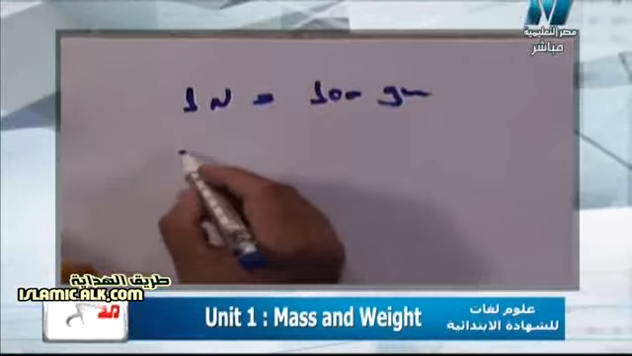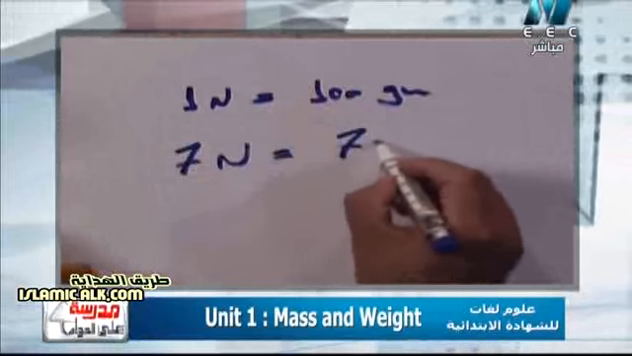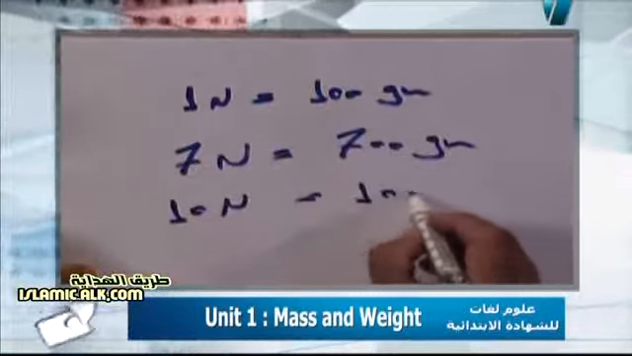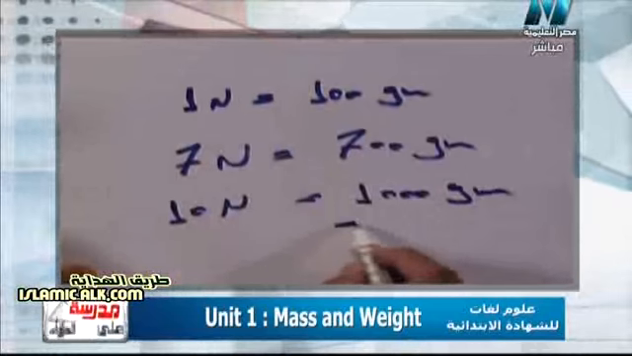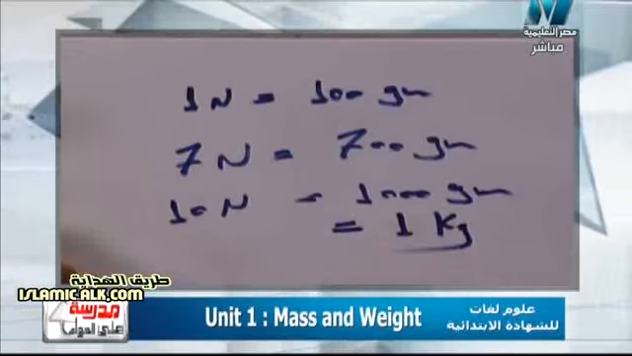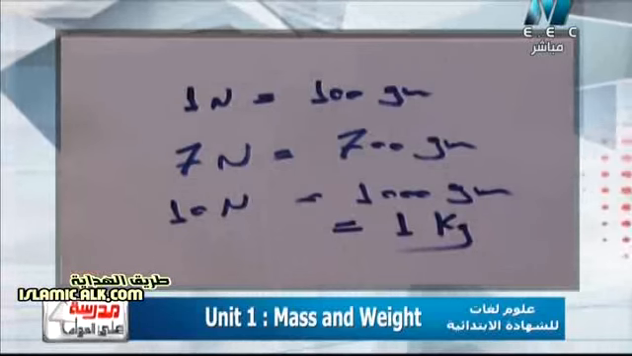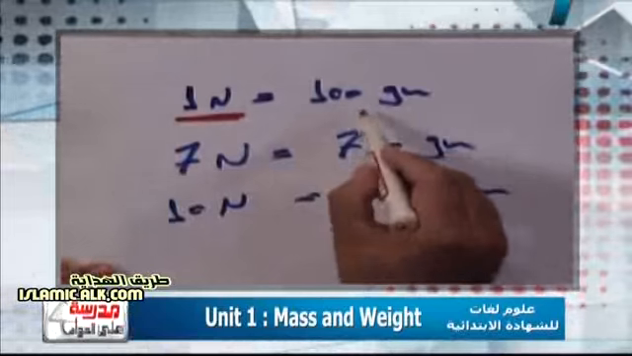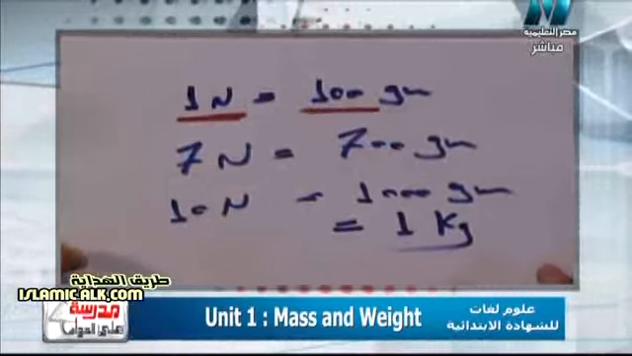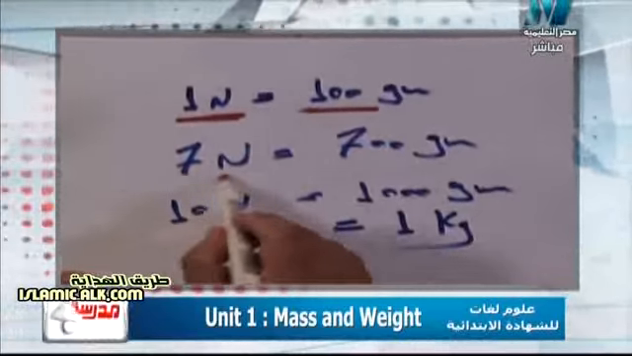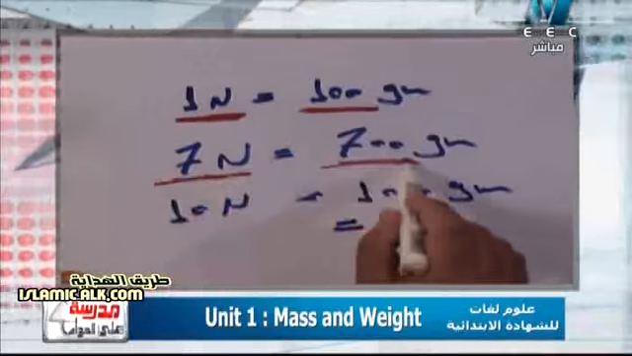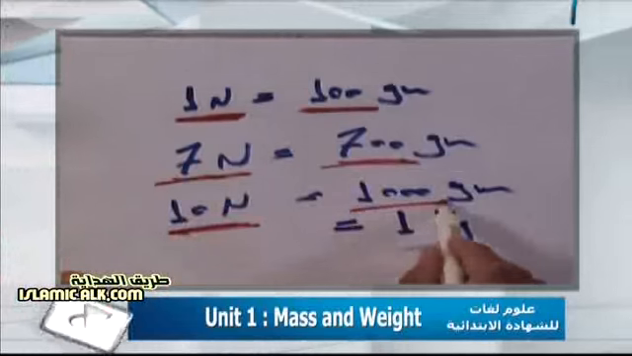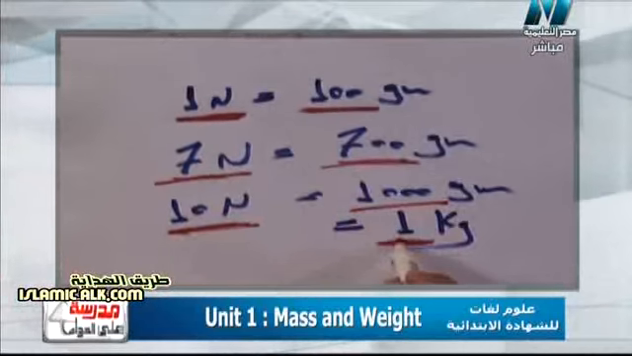7 Newton, they will be 700 grams. What about 10 Newton? They will be 1000 grams or 1 kilogram. Take care again. 1 Newton equals what? We know that each 1 Newton has a mass of 100 grams. يعني تقريبا كل 1 نيوتن بيساوي 100 جرام. So 7 Newton equal 700 gram. 10 Newton equal 1000 gram or 1 kilogram.